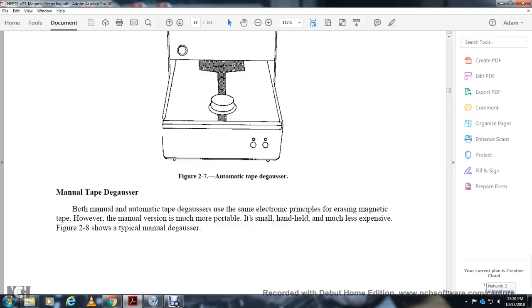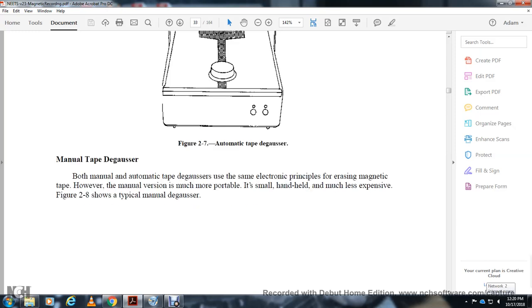Manual type degausser. The manual type uses the same electronics as the automatic version, but is much more portable and much less expensive. Figure 2.8 shows a typical manual degausser.